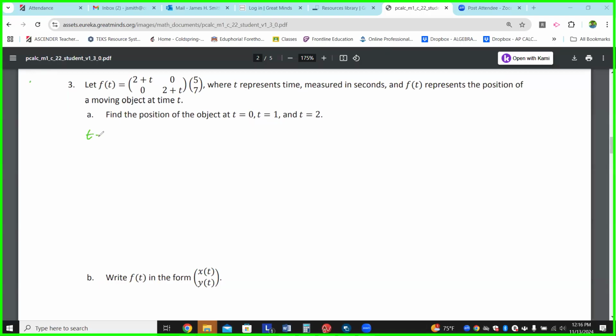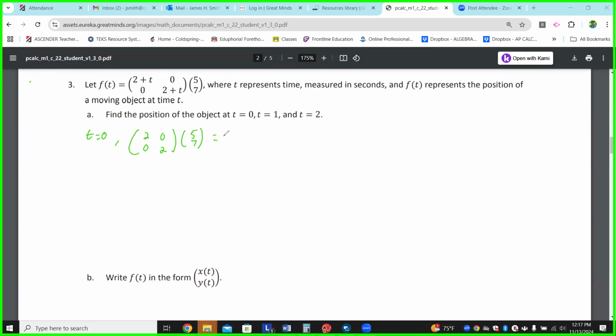So if I let t equal 0, I get the following. What is 2 plus 0? 2. These are always 0. And then 2 plus 0 is still 2. 5, 7. And that's it. We're trying to figure out what that's equal to.